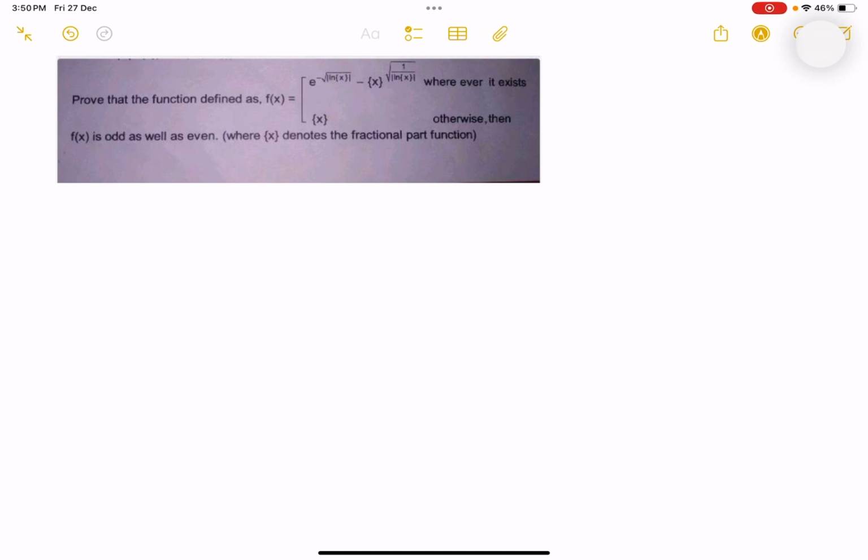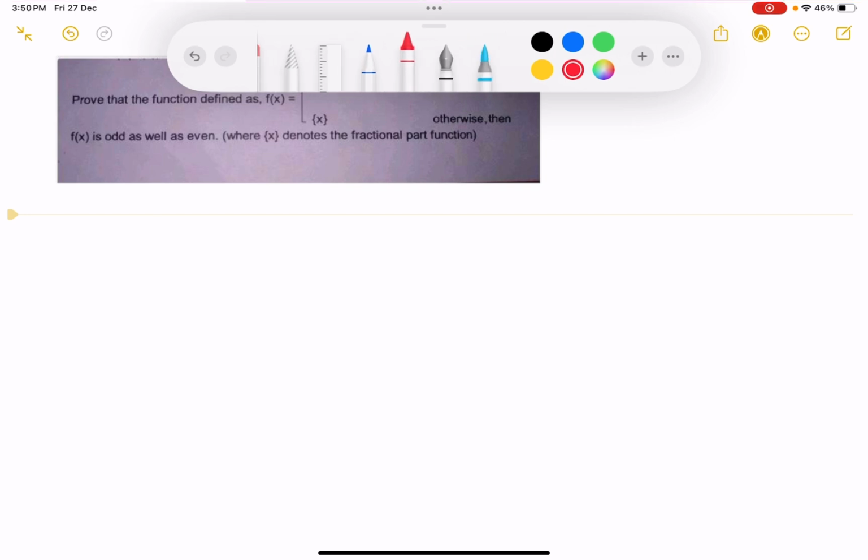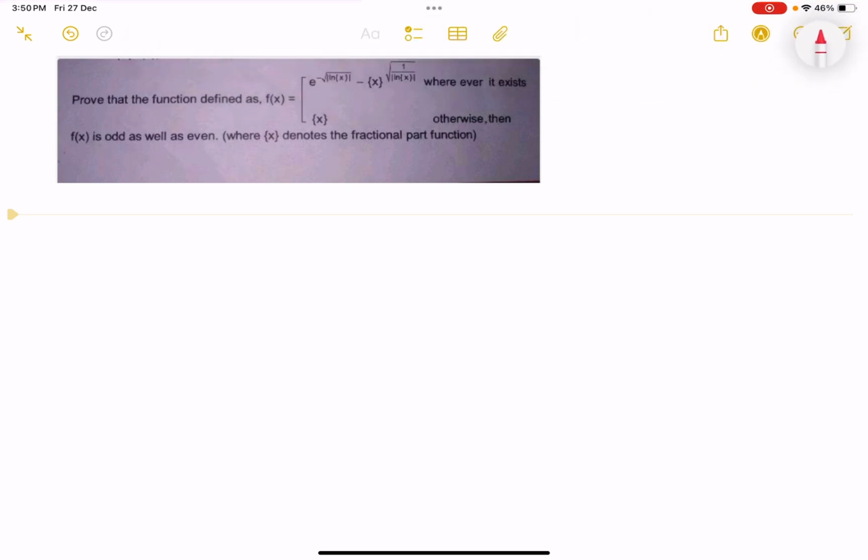So if we go to the definition of odd and even function. If y is equal to f of x is a function given, and I want to know if this function is odd function, what should be the condition? The condition should be f of minus x must be equal to minus of f of x.